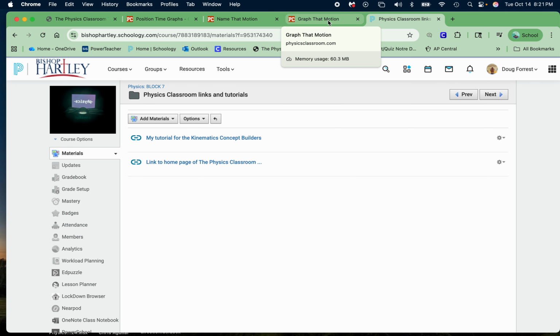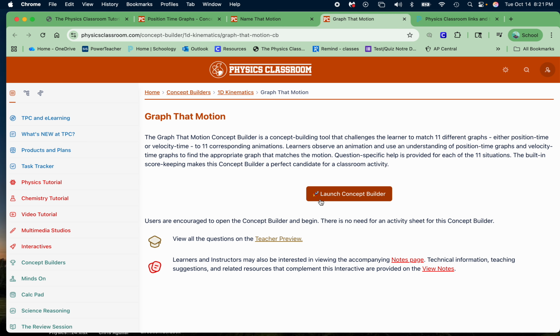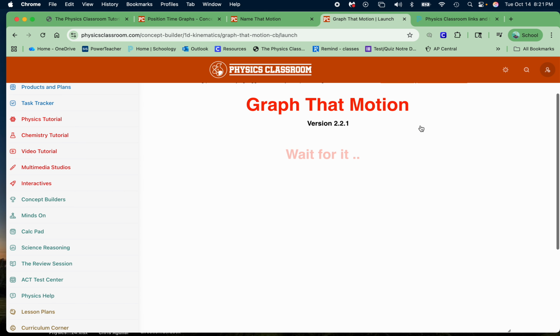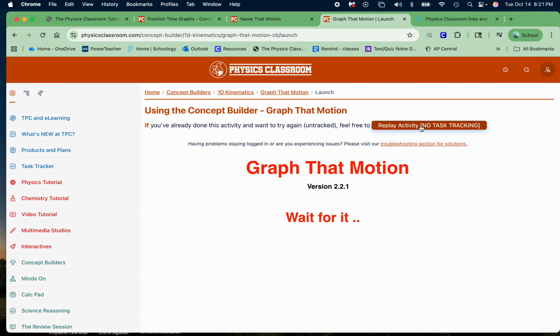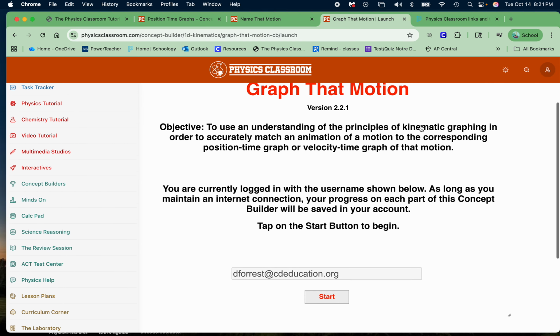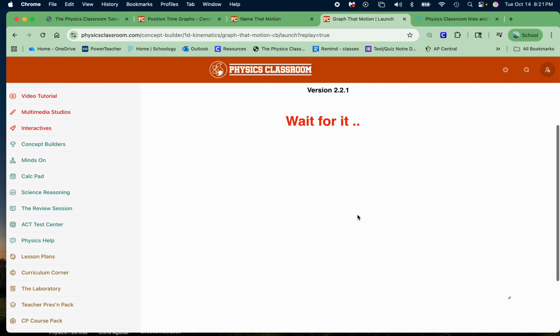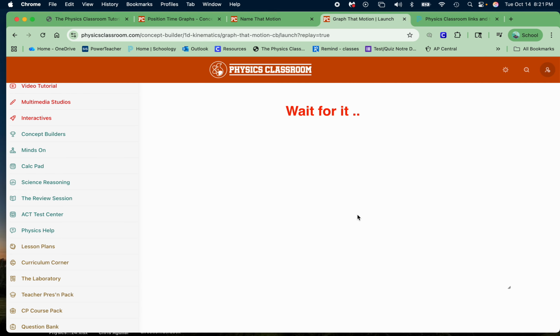The next concept builder is Graph That Motion. Again, I'm probably going to have to do a replay activity because I think I did these. In this particular case, you're being asked to do the apprentice and the wizard level.